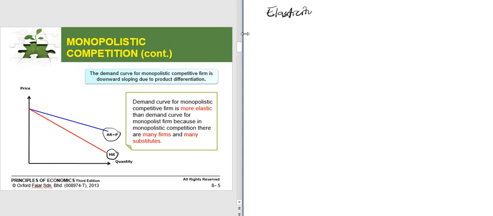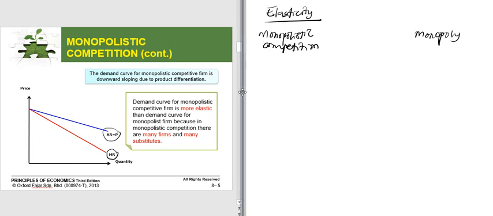Okay, elasticity. So in monopolistic competition, if I were to compare monopolistic competition and monopoly, okay, monopolistic competition, like what we have discussed in the previous slide just now, is a market where there are a lot of sellers, meaning there are a lot of competitors, selling basically the same products, differentiated by branding or labeling. But in monopoly, there is only one seller.